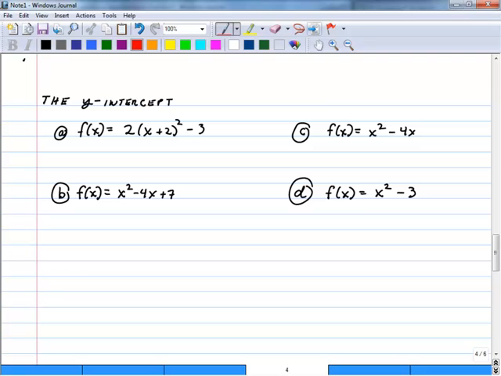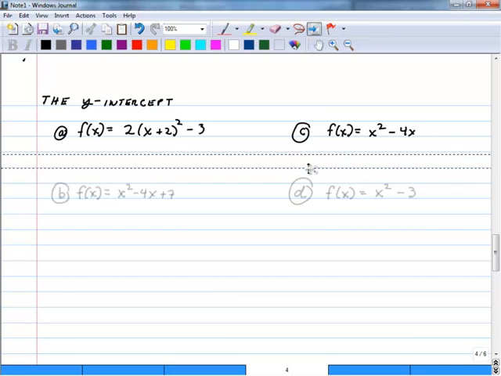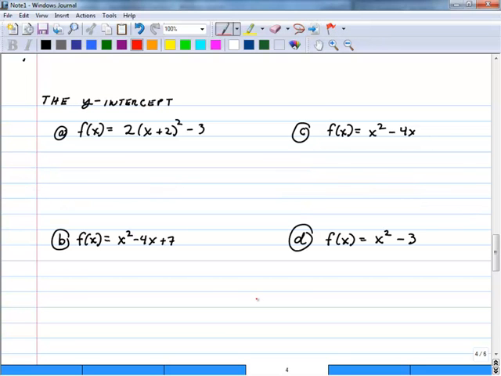So the y-intercept is actually not that bad to find. One thing you want to remember about the y-intercept, doesn't matter what graph you're using, the y-intercept has x equal to 0. If x is equal to 0, then the graph crosses the y-intercept. So all we need to do is take our equation or our function and plug in 0 for x to find the y-intercept.